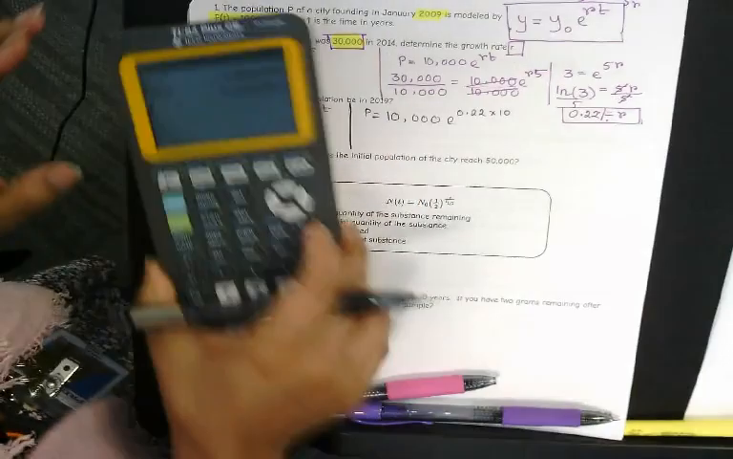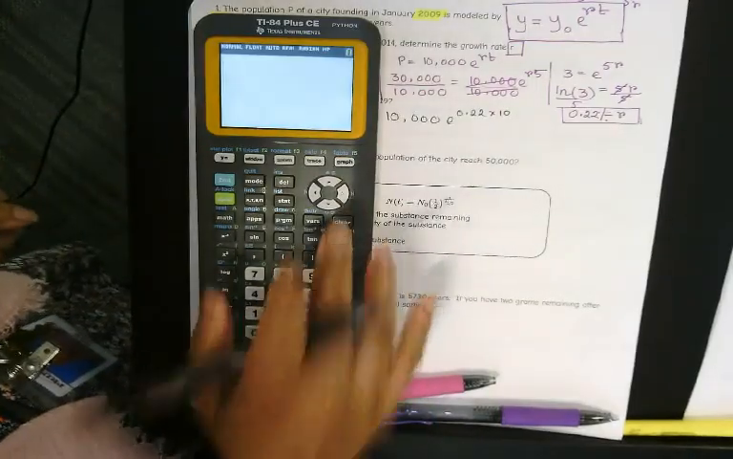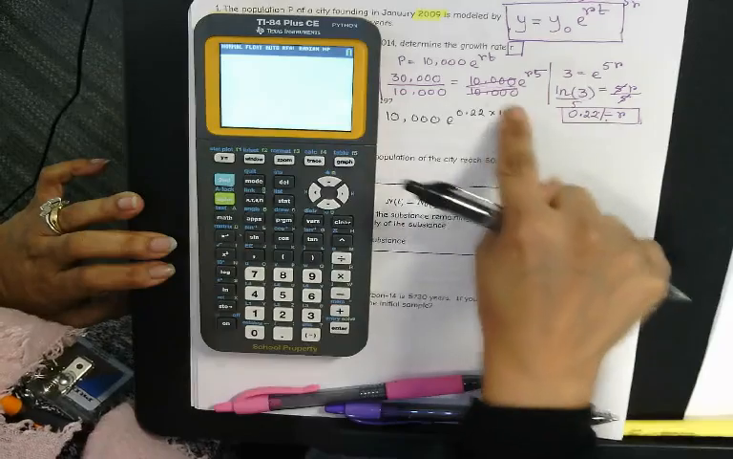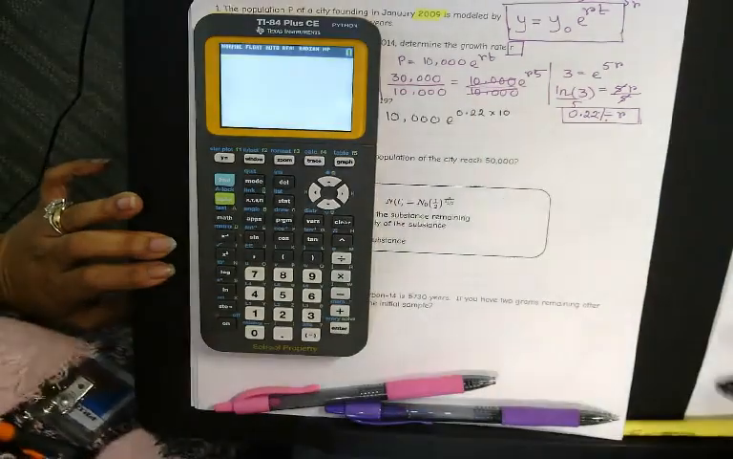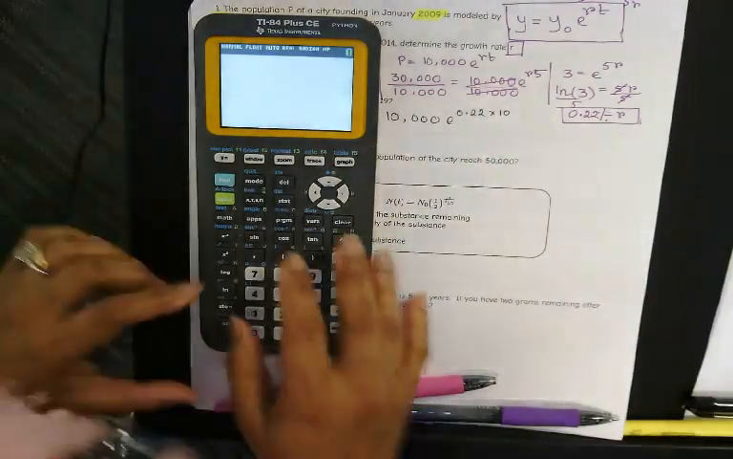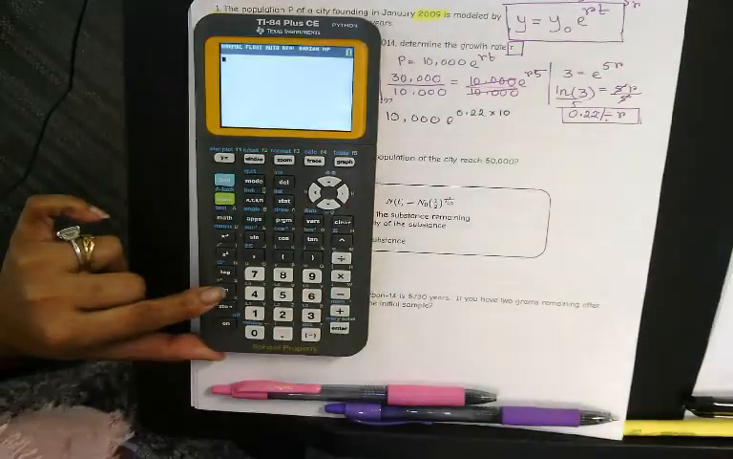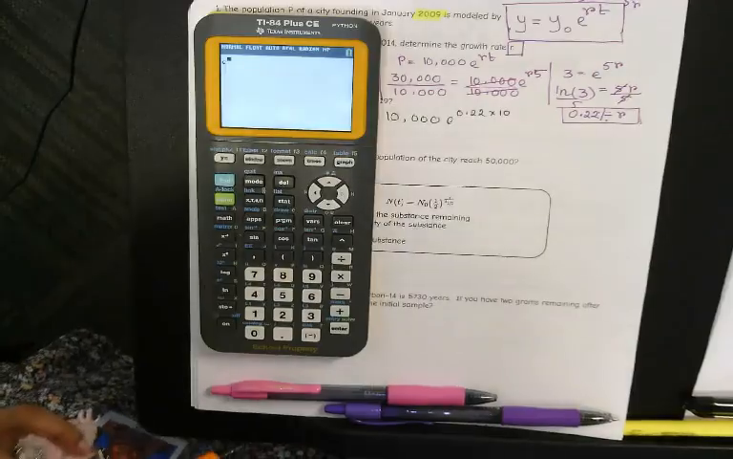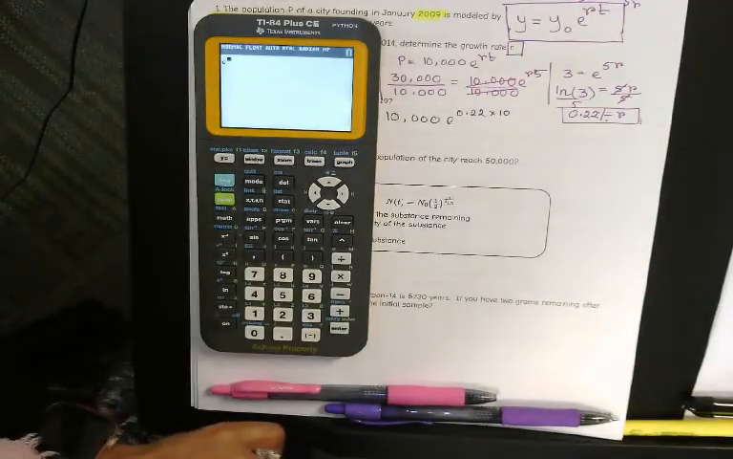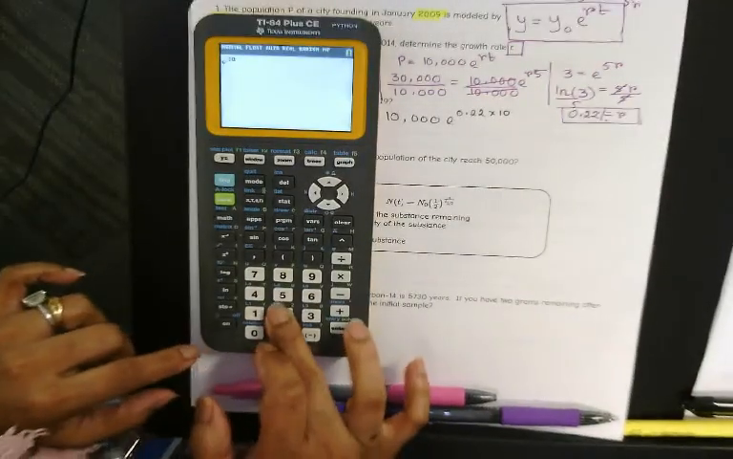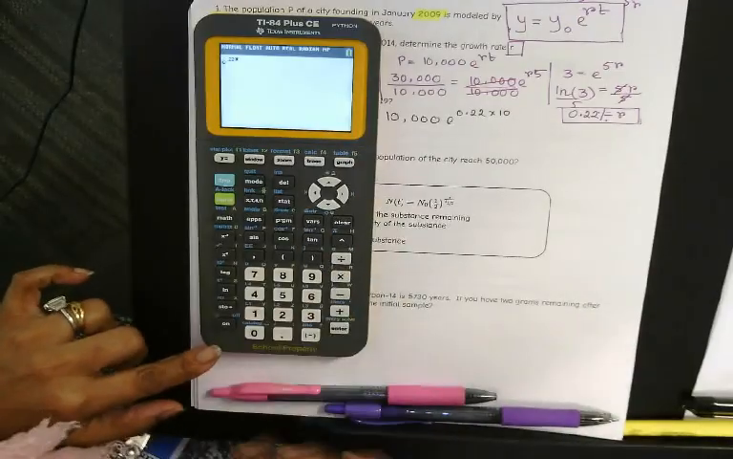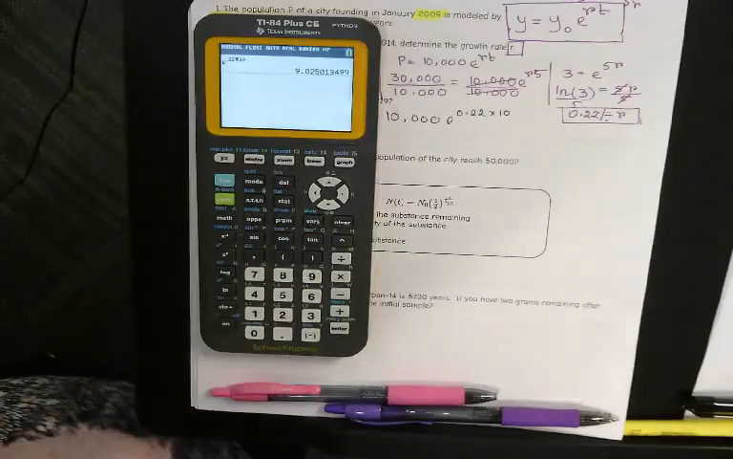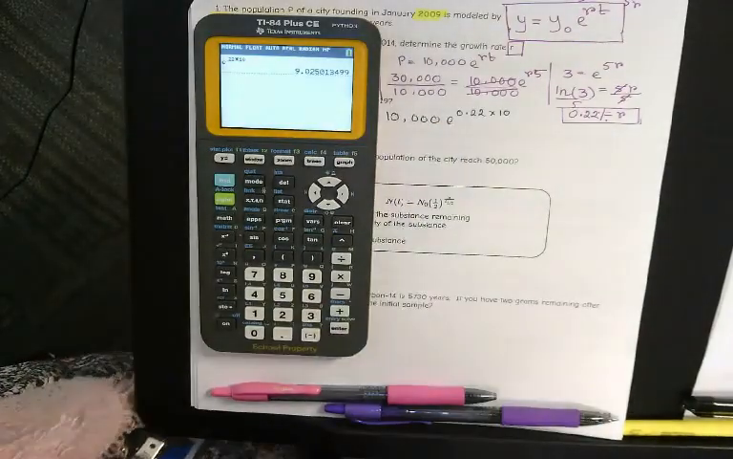Now pay attention to the calculator, please. Let's clear everything. I'm first finding this value over here: e to the power 0.22 times T. So E is over here. I'm going to press second ln. That's going to give you the e. Everybody with me? Yes. Then put 0.22 times 10, hit enter, that's your value, and then multiply that with 10,000.